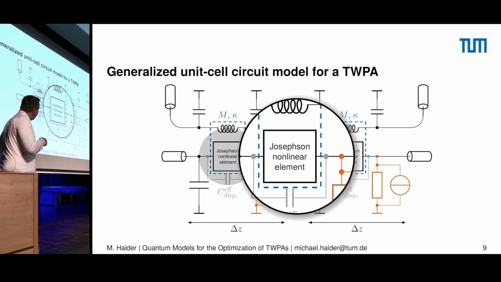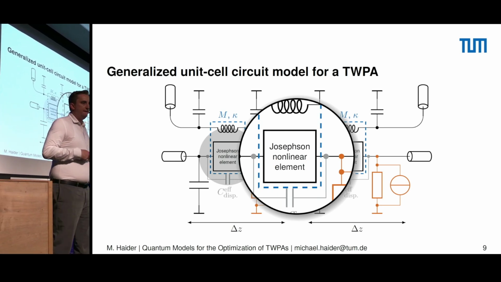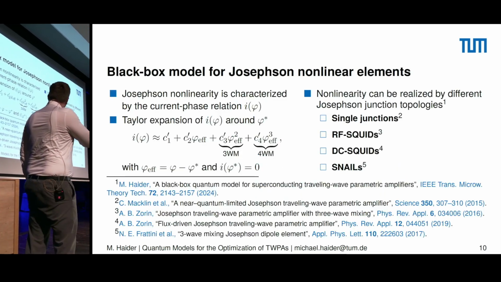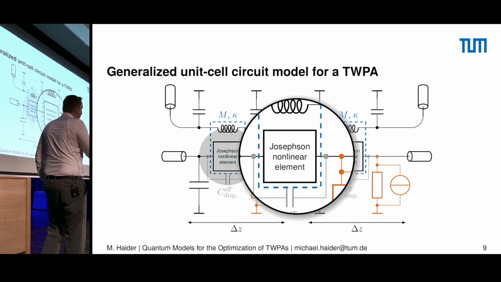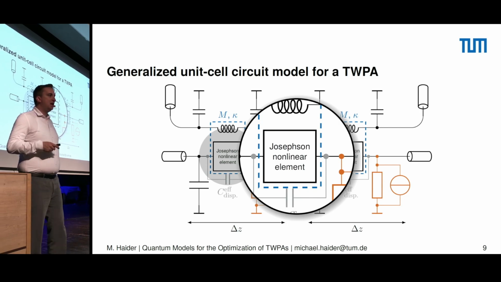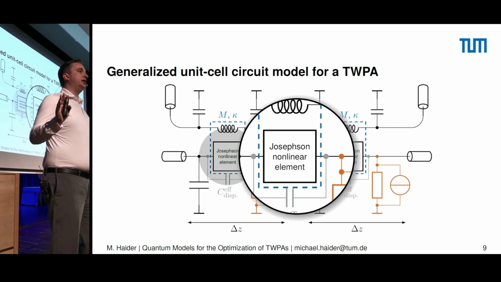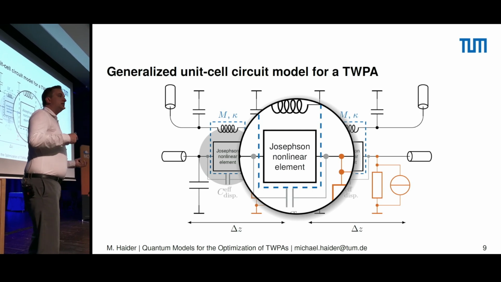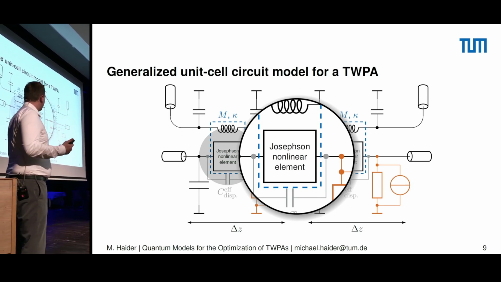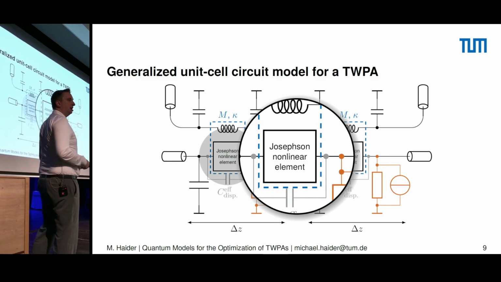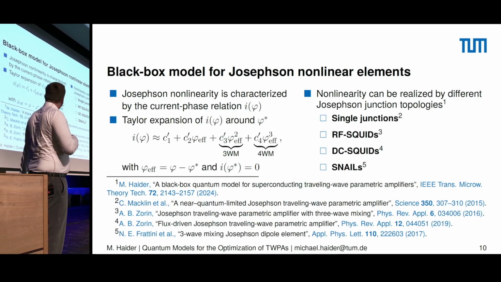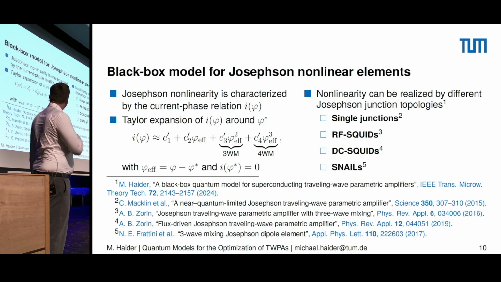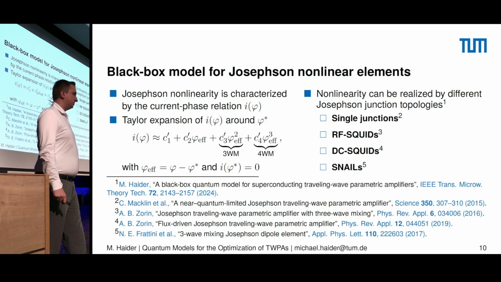So let's now investigate more closely what's going on in here, right? The most general thing you could do is treat this really as a black box. I have no clue what it does. I just know it has some nonlinear response. So the current somehow will depend nonlinearly on the phase across the junction. So I can blindly do a Taylor expansion and say I'll have some coefficients that describe the linear response and some 3-wave mixing or 4-wave mixing nonlinear responses.